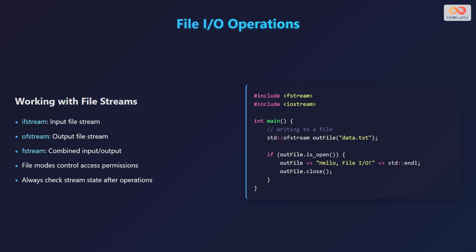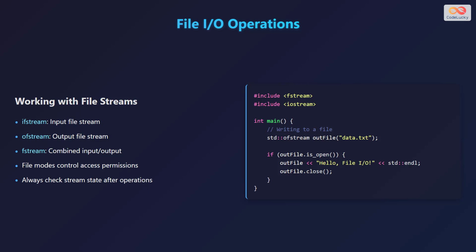Next, let's learn about file input-output operations. When working with file streams, C++ provides classes like ifstream for input file streams, ofstream for output file streams, and fstream for combined input and output. File modes control access permissions. Always check the stream state after operations to ensure everything is working correctly.